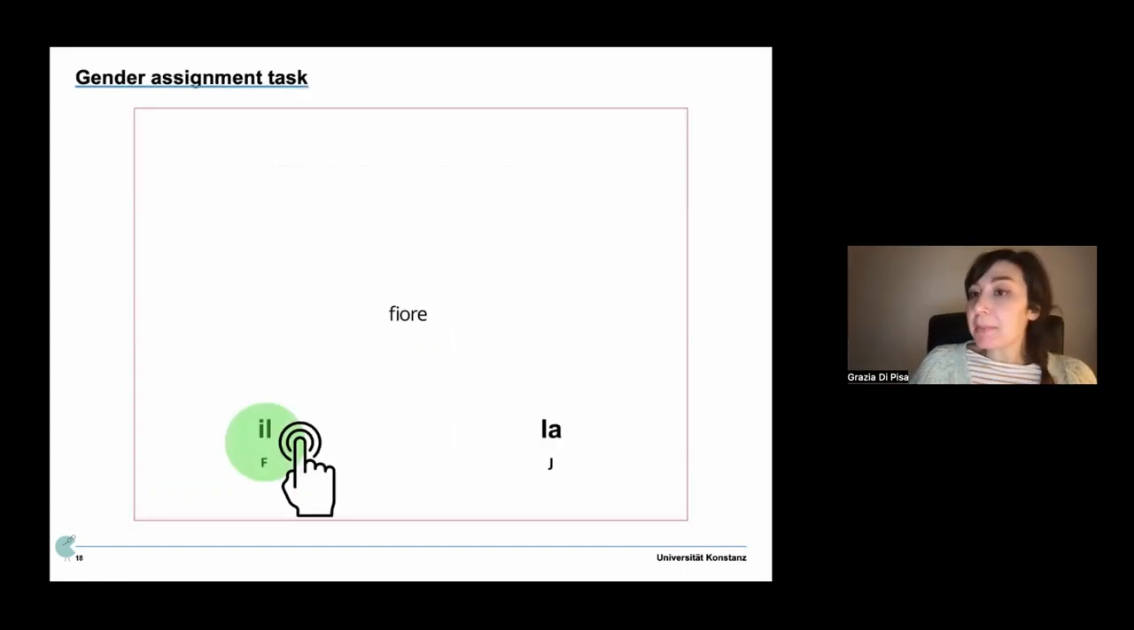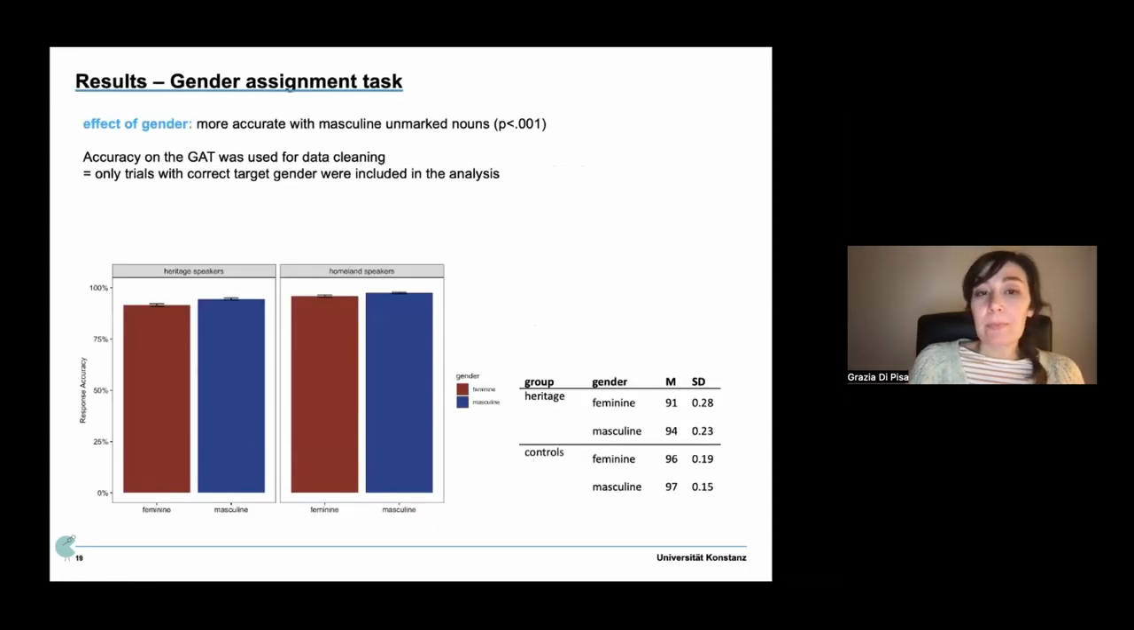This is the gender assignment task. So they were seeing the nouns that we use in the study, in the sentences, and they needed to choose the correct gender, in this case, masculine, il fiore is masculine. And these are the results. As we can see, results are pretty high, above 90. And we did find an effect of gender for both groups, meaning that they were more accurate with masculine unmarked form nouns.